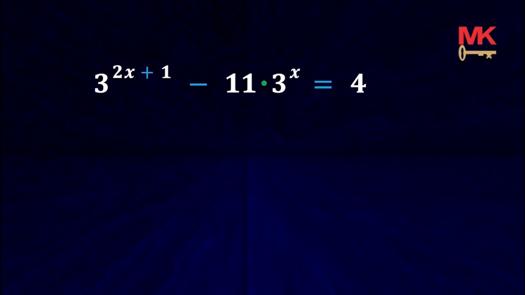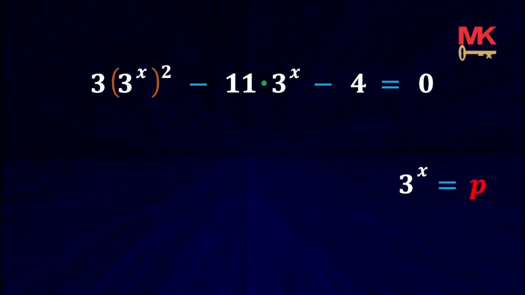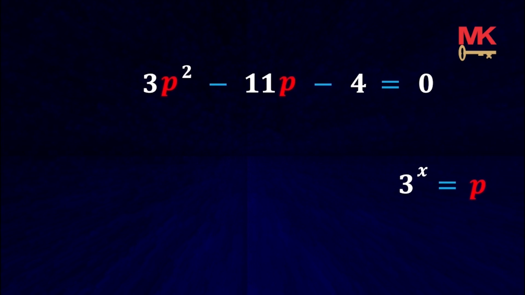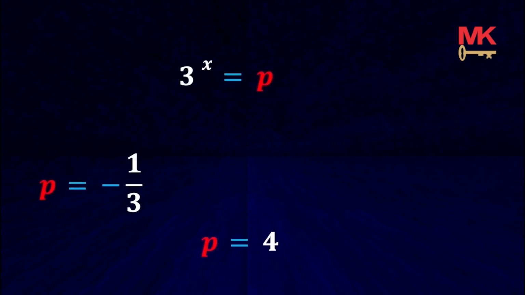We have to first of all rearrange the equation to have 0 at the right hand side. By applying the law of multiplication to the first term, we have this as the new equation. Let 3 exponent x equal p, so that the equation becomes 3p squared minus 11p minus 4 equal to 0. The values of p after factorization are negative 1 over 3 and 4. Back to our relationship between x and p. We already know that when p is negative 1 over 3, there is no solution for x.